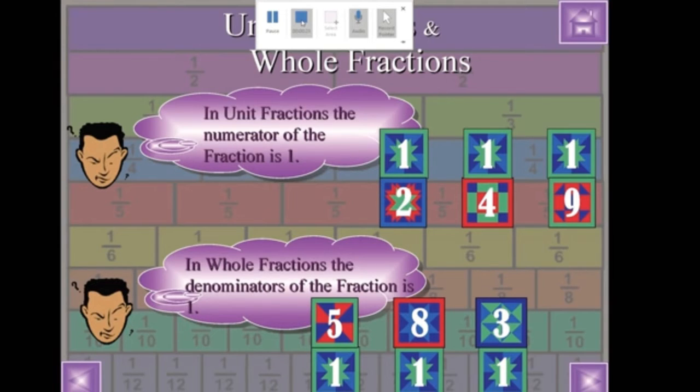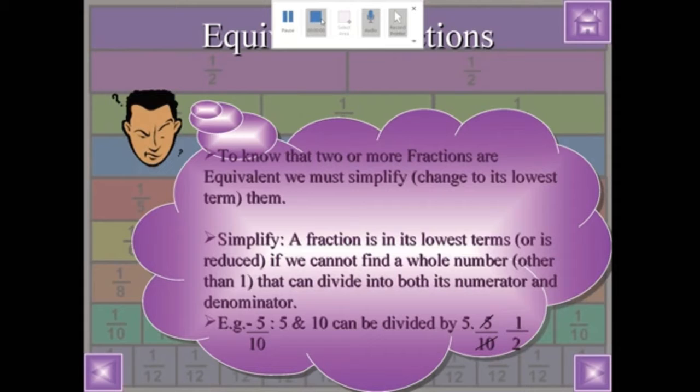Now equivalent fraction. To know that two or more fractions are equivalent, we must simplify. A simplified fraction is in lowest terms if we cannot find a whole number that can divide into both its numerator and denominator. For example, if we want to find the equivalent fraction of 5 by 10, what we have to do is divide 5 by 10 by 5. So we get the answer 1 by 2.